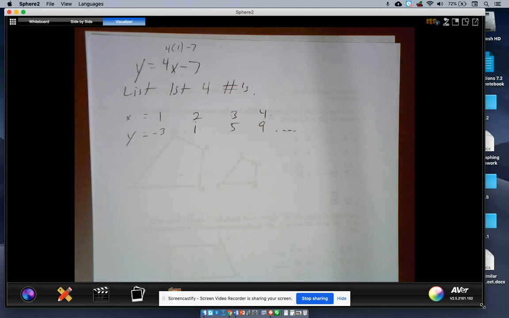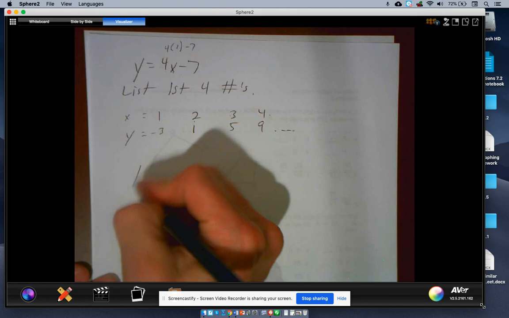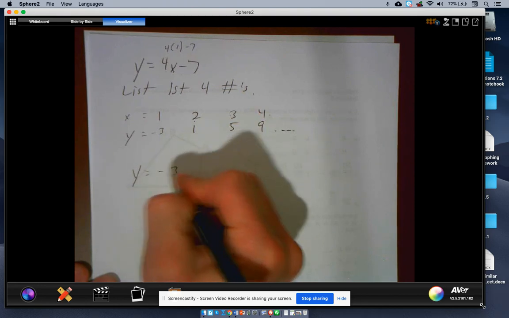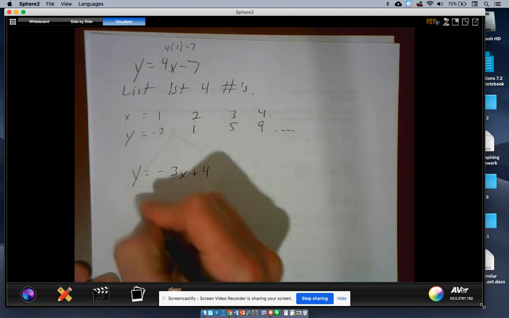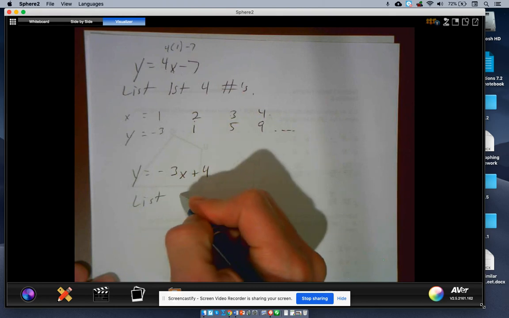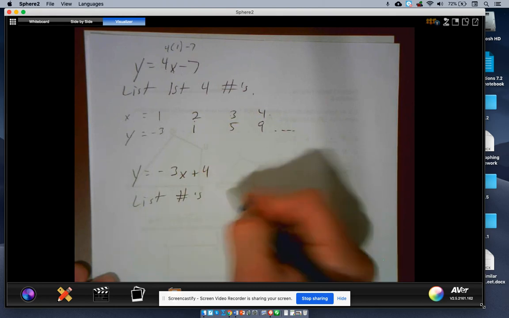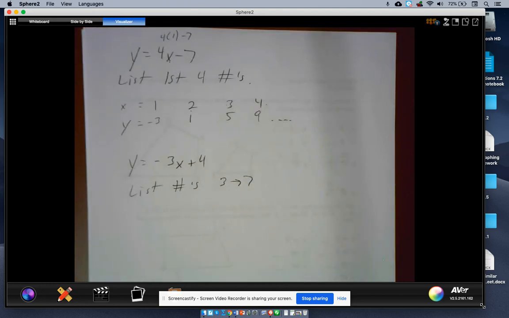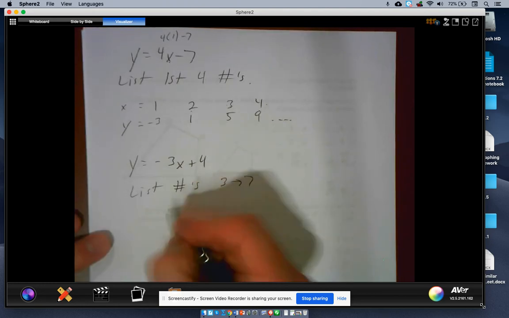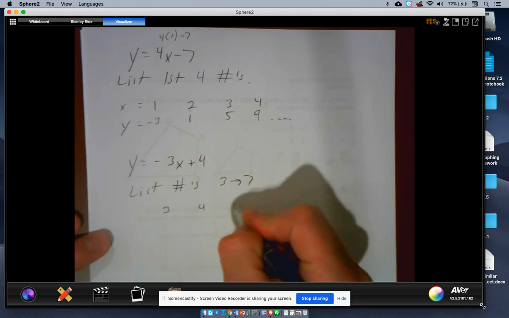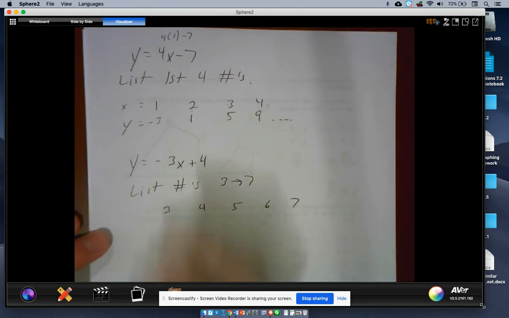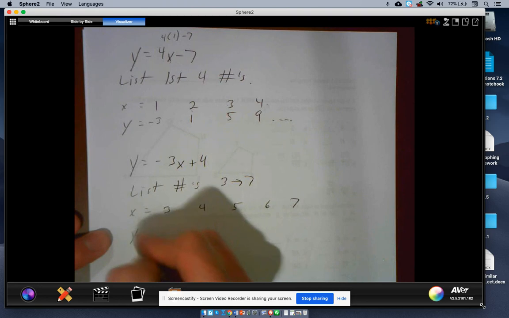Let's do one more of those, and we'll be done. Y equals negative 3x plus 4. And I'm going to say list numbers 3 through 7. All right, so the third term through the seventh term of the sequence. So I need the third term, the fourth term, the fifth term, the sixth term, and the seventh term. Those are my x's. Here's my y's.